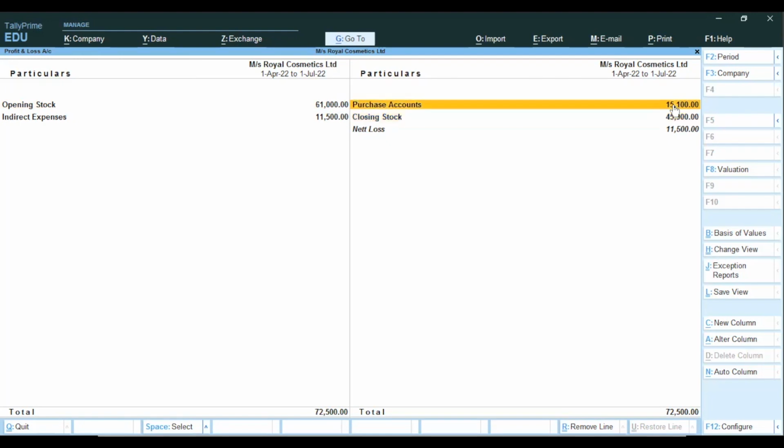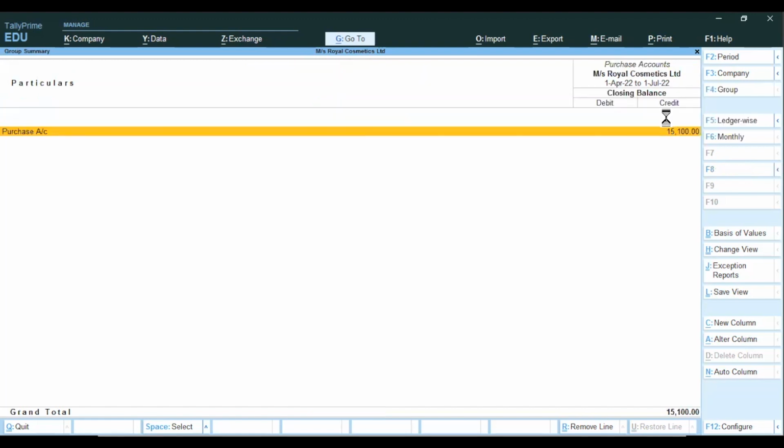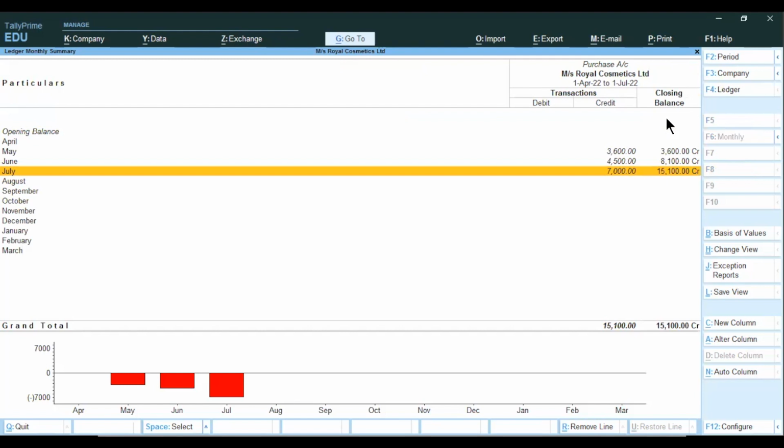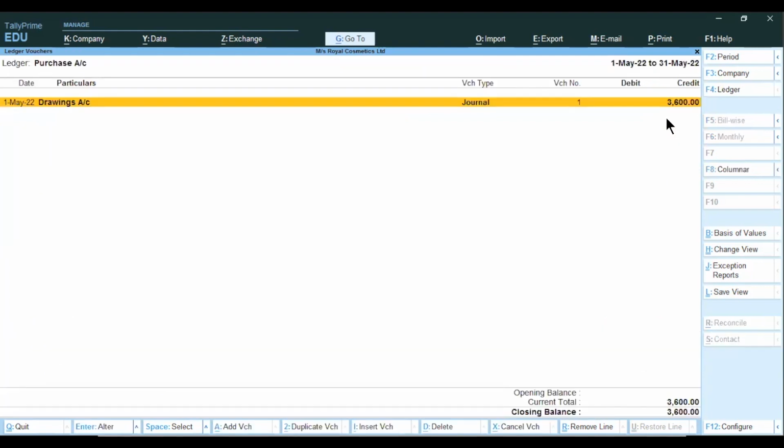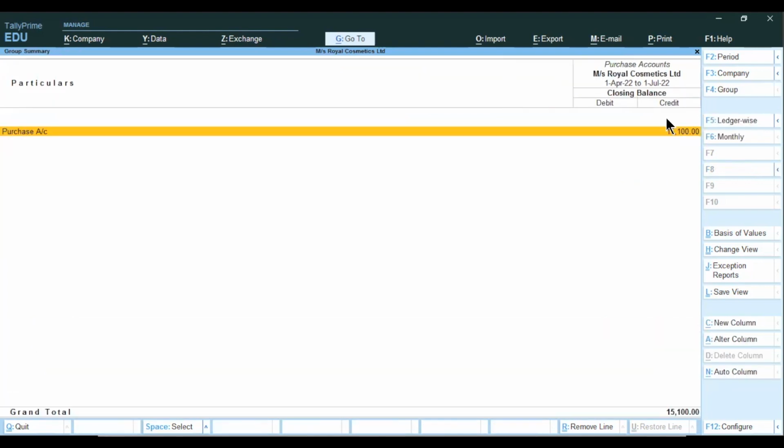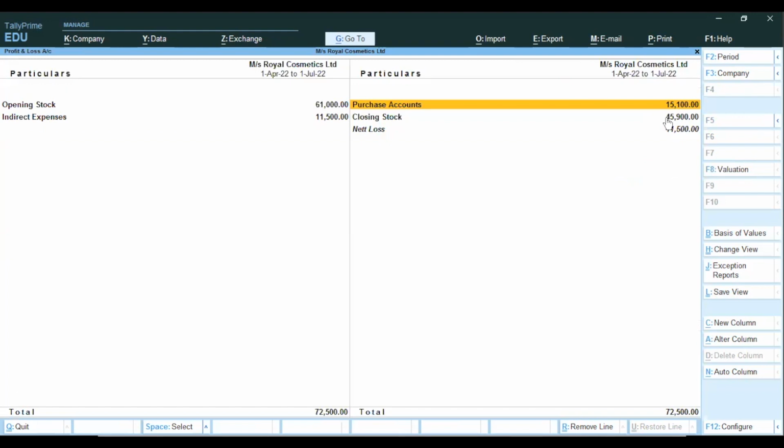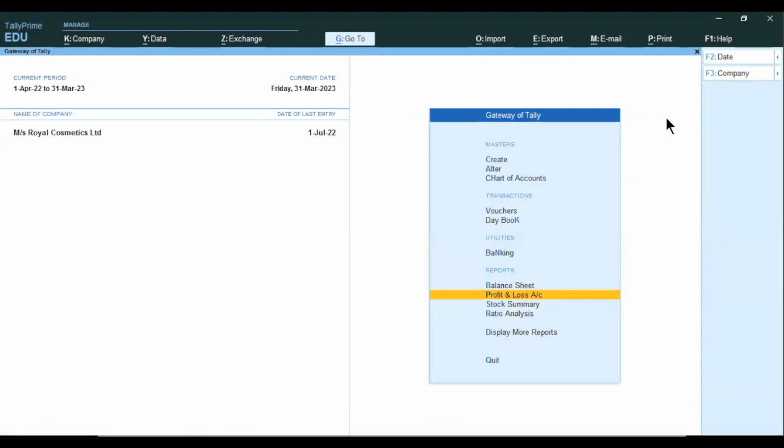The difference of stock items is adjusted using purchase ledger. So purchase ledger is credited over here, and to the extent of the goods used as free sample, destroyed by fire, or taken by the proprietor, they are adjusted through this purchase ledger. So each and every month we have different entries used to adjust the stock for special purposes.